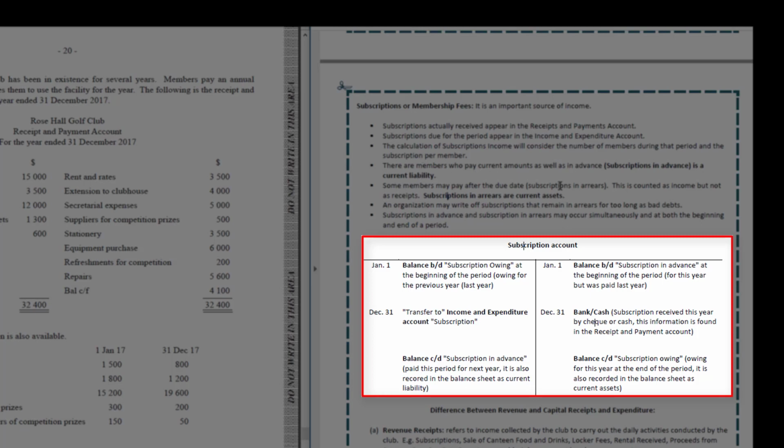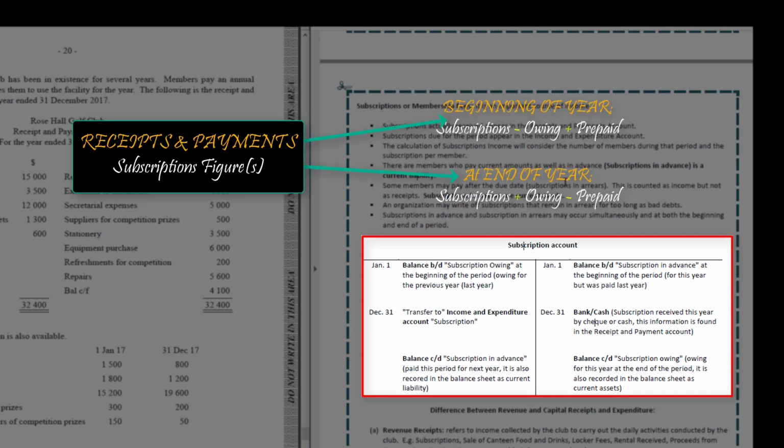On the other hand, subscription that is owing, meaning the members have not paid for a given period, that is a current asset. So anything that is in arrears or owing, it's a current asset as it relates to subscription. Remember, it's a revenue account and not an expense. If it were an expense, owing would be a liability and prepaid or advance would be the asset.